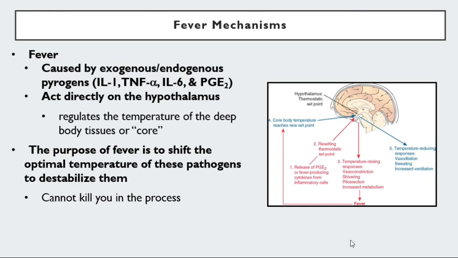Fever, we've all seen before. This is mediated by those same cytokines, IL-1, TNF-alpha, IL-6, and another one that you don't need to know. What it does is act upon the hypothalamus and upregulate, or increase, your body temperature. A lot of people think, oh, that's to help fight infections, right? Which makes sense. But really it's not fighting infections directly. Fever is really shifting the temperature out of the optimal growth range of most pathogens.